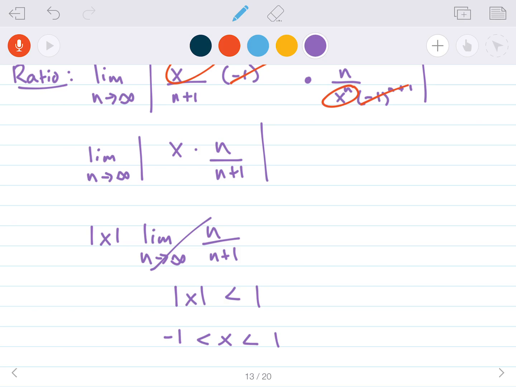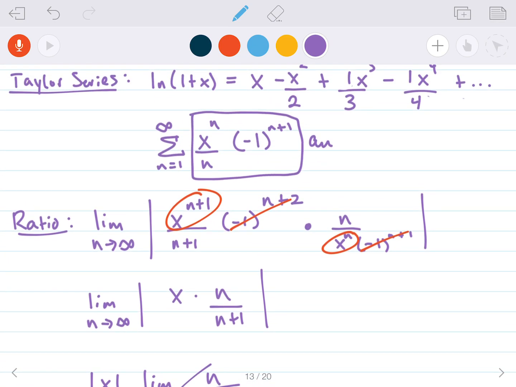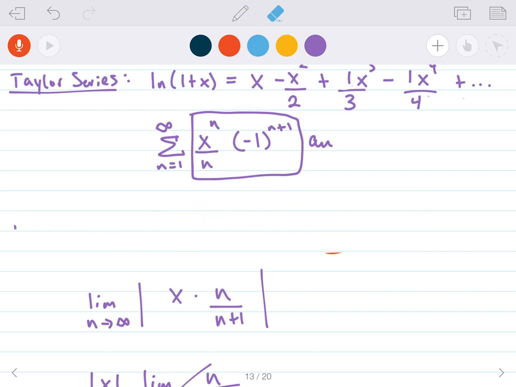So now we need to check the endpoints. We need to be careful and check the endpoints here. So what happens if I plug negative 1 into this series? So let's check our endpoints.